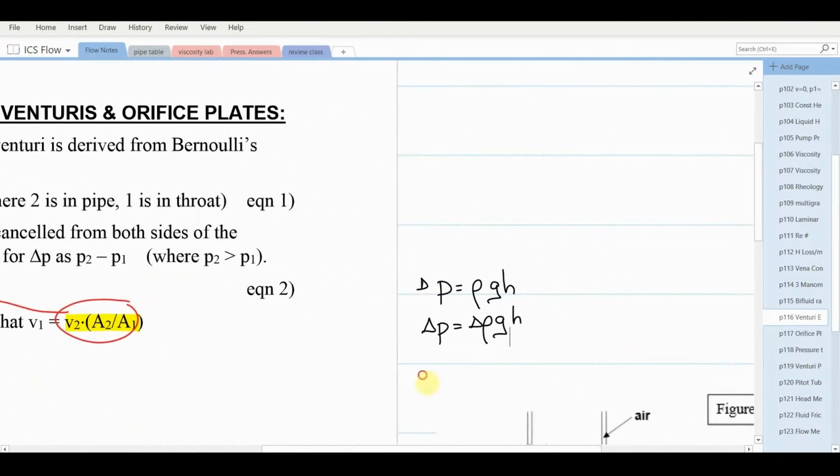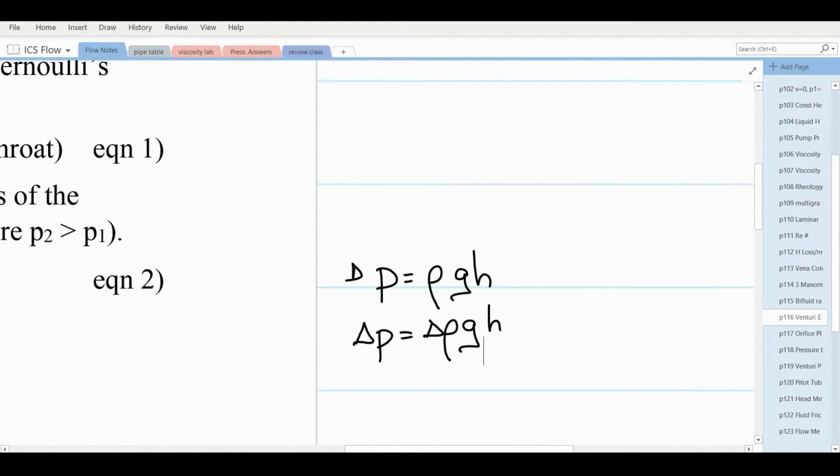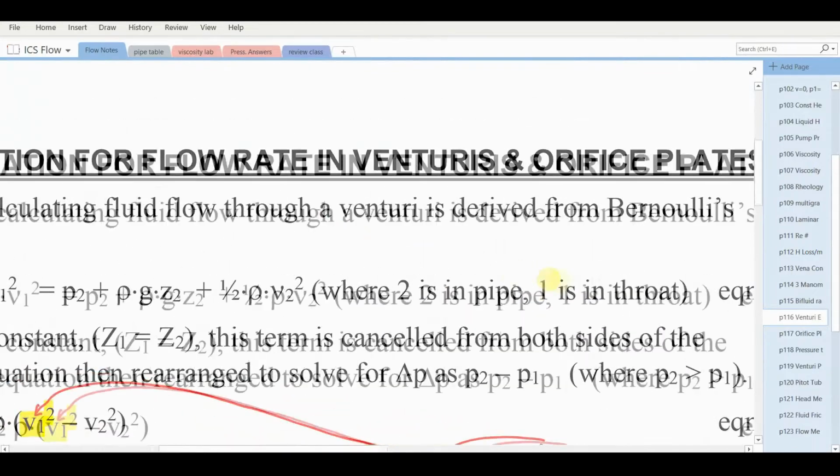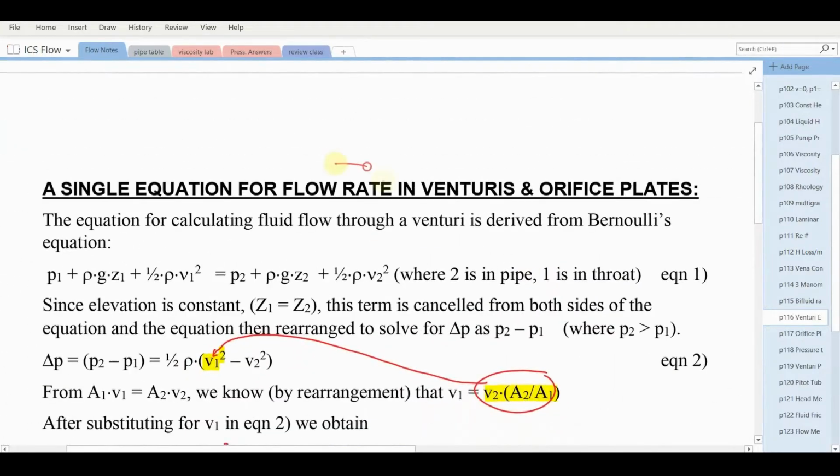We've just made the case that difference in pressure can be calculated using rho g h for a single fluid manometer, or delta rho g h for a bifluid manometer. We're going to use these two formulas in a derivation that will allow us to calculate the flow rate in Venturis and orifice plates.